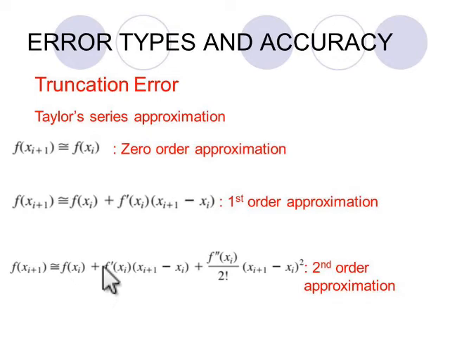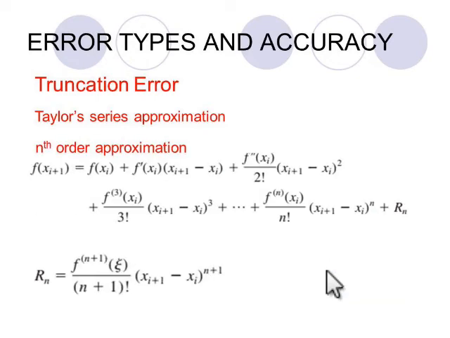So f of xi plus f prime xi times xi plus 1 minus xi, plus the second derivative of f divided by 2 factorial multiplied by xi plus 1 minus xi squared. So this is the second order approximation, and be aware that you need to take an infinite number of terms, and the remaining terms are your errors, truncation errors. You can calculate the nth order approximation as well. Then this will be your nth order approximation, and then you have the remainder.